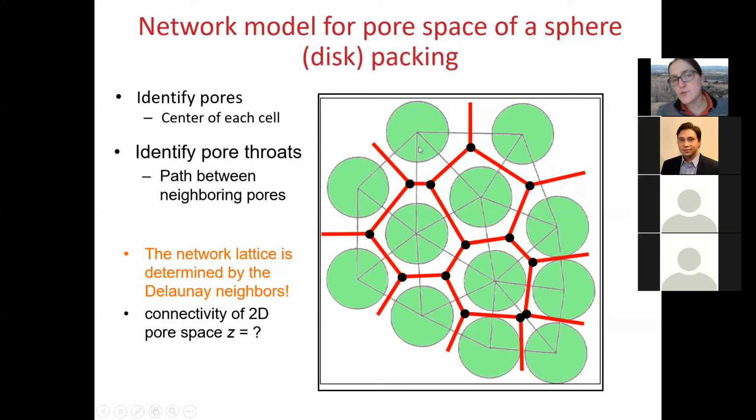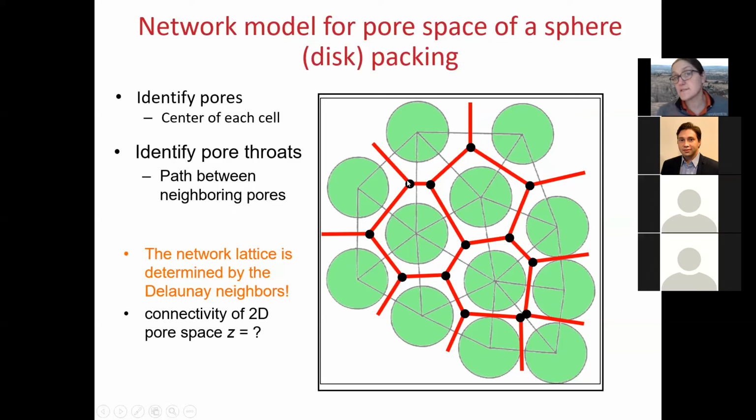This is a throat. You can figure out what this distance is. It's this distance minus 2 radii. So you have a throat measure right there, and in this case, it's a throat length. And basically, this pore space in between is one pore.